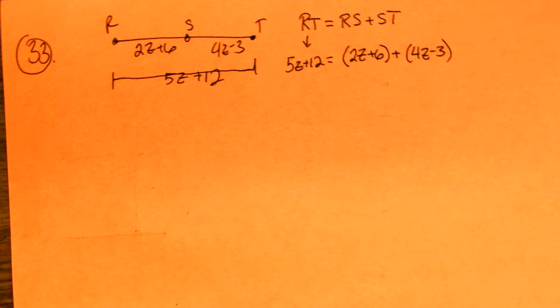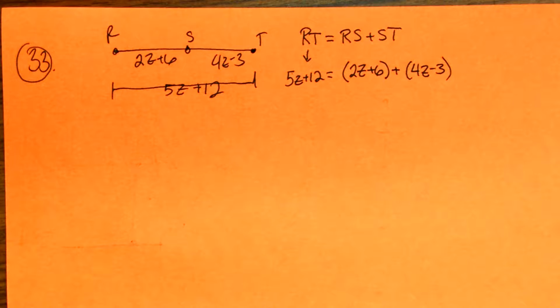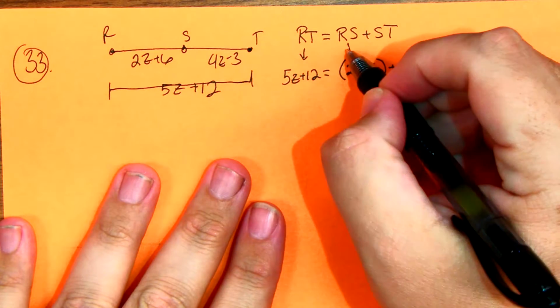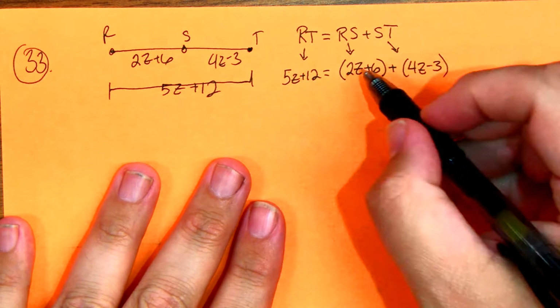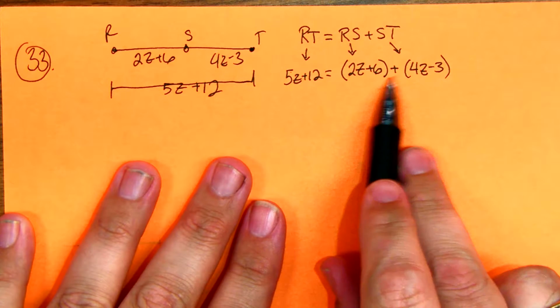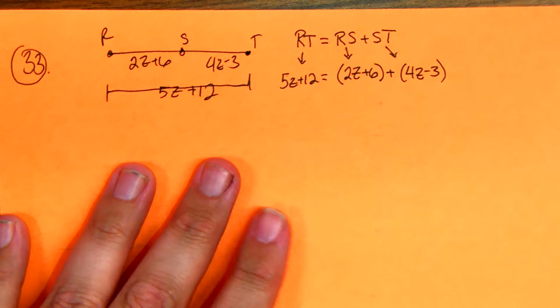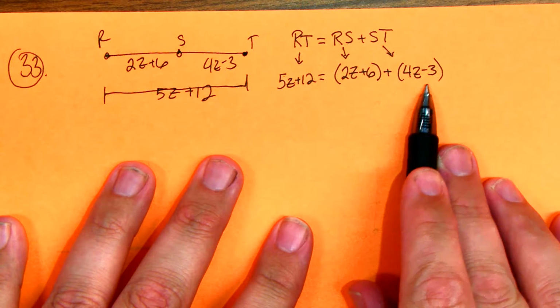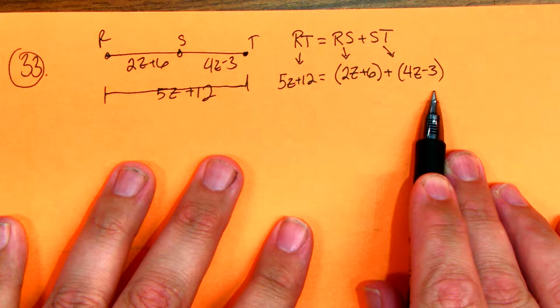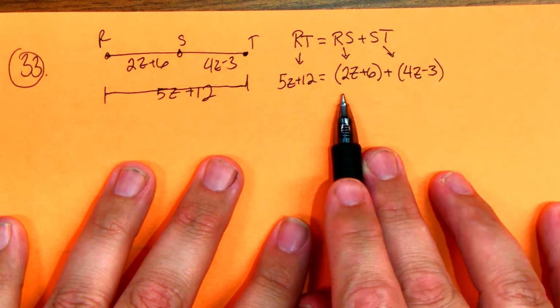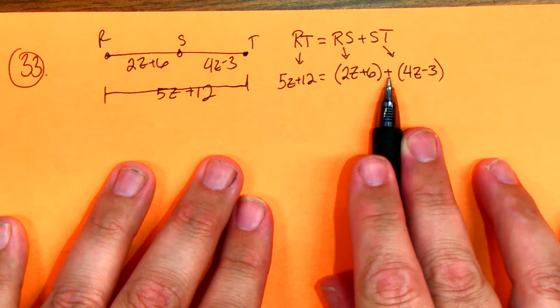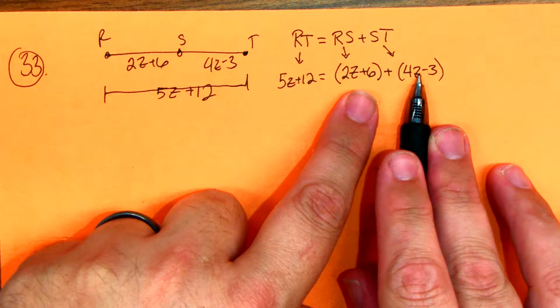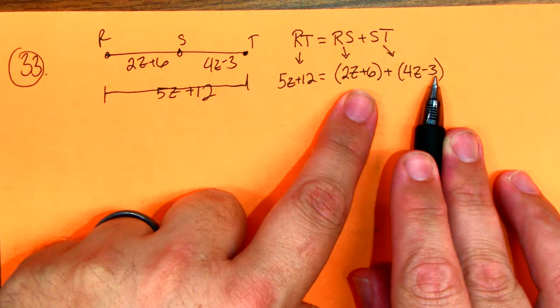Now, the reason why I wanted to show you this problem is because when you substitute in for RS and ST, I would always recommend putting in parentheses, whether you're adding or subtracting. Because if you happen to be subtracting these two and that was minus something, sometimes the negative sign doesn't carry over to both things inside the parentheses. So by putting stuff in parentheses, if that was minus, then we know it would be minus 4Z, then minus a negative 3.